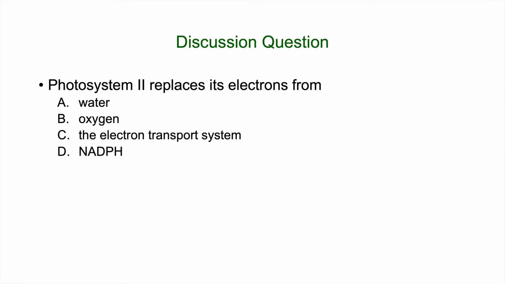So another discussion question: how does photosystem 2 replace its electrons? Where does it get those electrons from? Give you a second to think about it. You can pause the video if you want. All right, the electrons in photosystem 2 are replaced by splitting water.